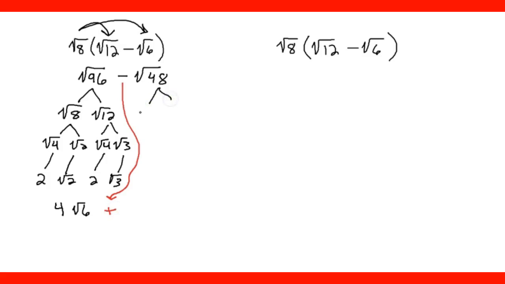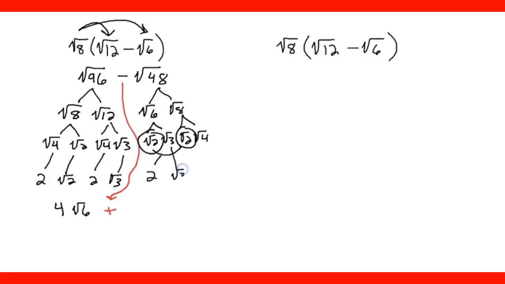The square root of 48 is radical 6 times radical 8. I break this down and get radical 2 times radical 3. This is radical 2 times radical 4. Looks like I've got a couple buddies. They will go together to give me a 2.